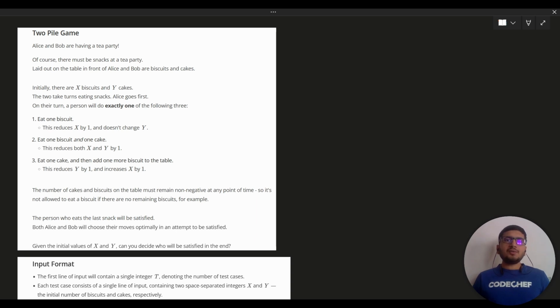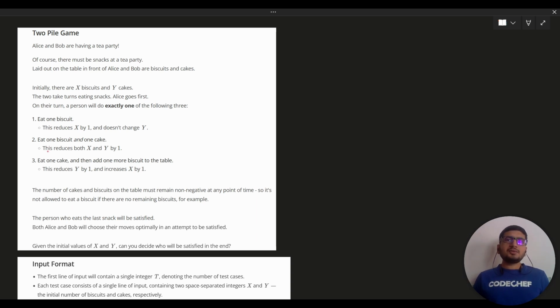Alice and Bob are having a tea party. Of course, there must be snacks at the party. Laid out on the table in front of Alice and Bob are biscuits and cakes. Initially, there are X biscuits and Y cakes. The two take turns eating snacks. Alice goes first. On their turn, a person can do exactly one of the following three things.